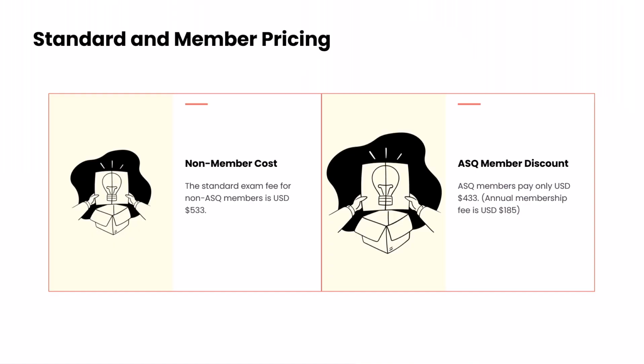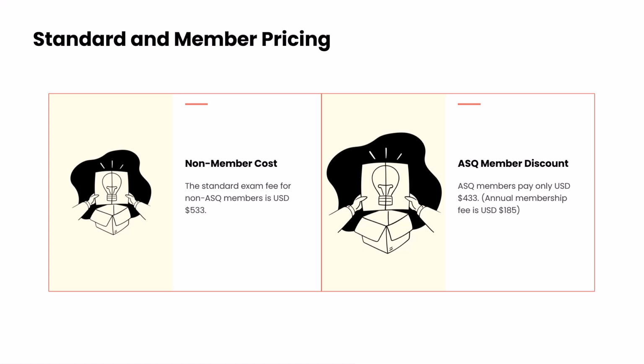When it comes to the exam cost, ASQ has two different costs. One for the ASQ members and the second is for non-members. Let's talk about the non-members cost. If you are not a member of ASQ, then the cost of this exam will be 533 US dollars. But if you are a member of ASQ, this fee gets reduced by $100 and you just need to pay 433 US dollars, which is $100 less than the non-member cost.